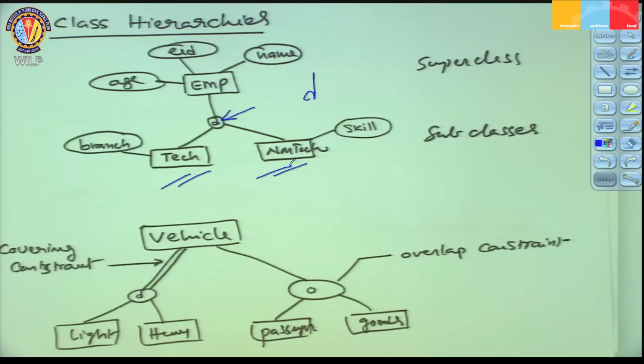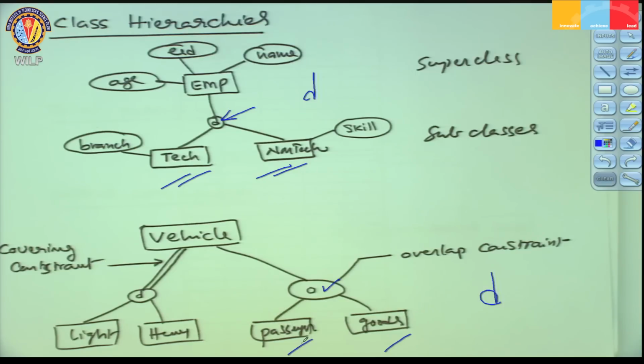And sometimes it can be overlapping. Suppose you look at this classification, a vehicle classified into passenger vehicle and then goods vehicle. Sometimes a passenger vehicle can also carry goods. In that case, it is written as O in this circle, which indicates overlapping participation or overlapping subclassing or specialization. If it is D, it is disjoint. If it is O, it is overlapping.